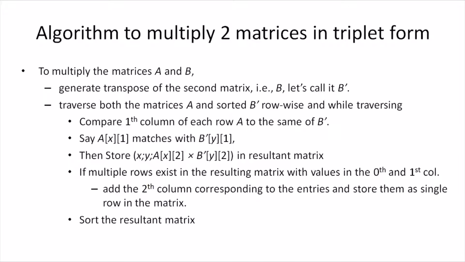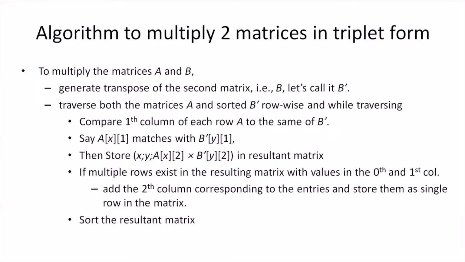Next, we will traverse both the matrices A and the sorted B dash row-wise, and while traversing, we will compare the first column of each row of matrix A to the first column of each row of matrix B dash. Now say for example, A of x1 matches with B dash of y1. In this case, we will store x, y, A x2 into B dash y2 in the resulting matrix. This process will continue until the traversal completes.